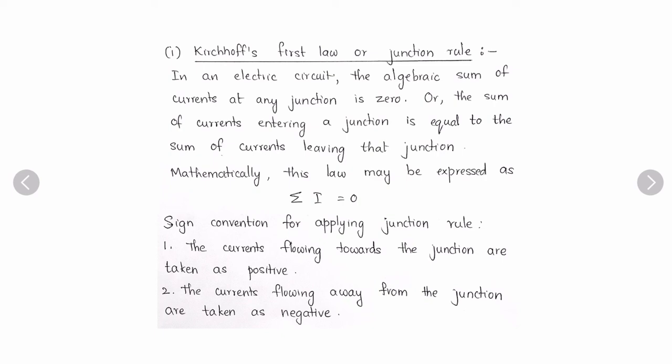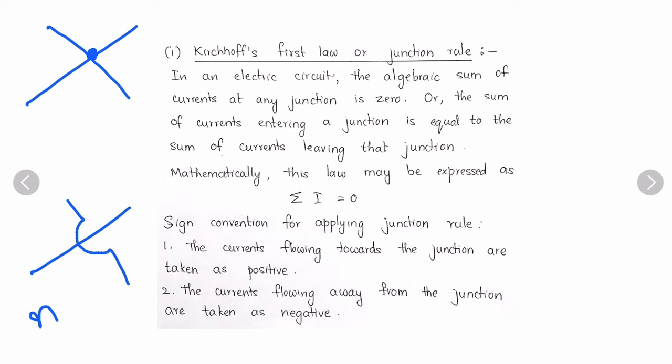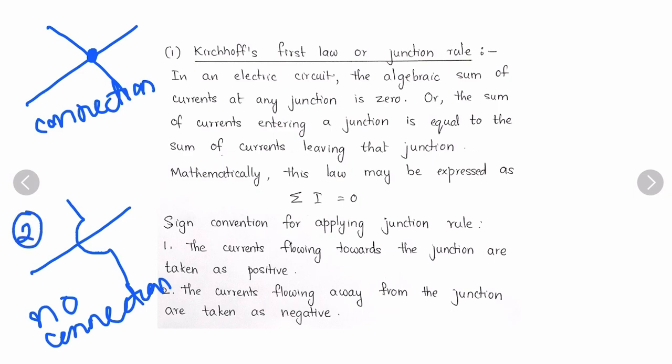What is a junction? If I draw two lines like this, the place where they meet and touch each other is called a junction. In some networks, they draw like this. Here, there is no connection between the wires. But here, there is a connection between the wires. If you put a dot, the dot says there is a connection between the wires. If you don't put a dot, as in the second figure, there is no connection. In the first figure, there is a connection between the two wires. In the second figure, there is no connection between the wires.